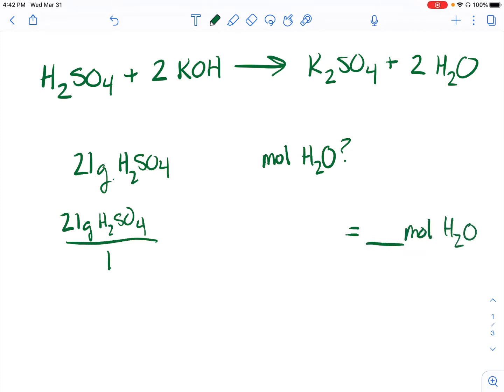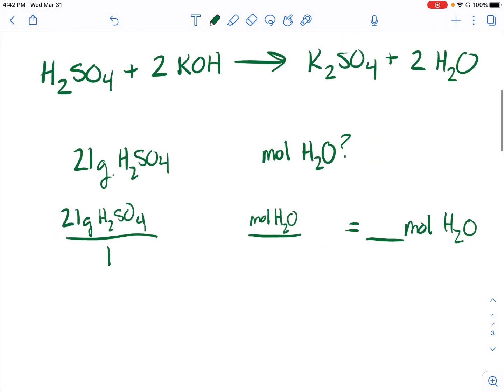Just get in the habit of putting it over 1 equals moles of water. And I know I'm going to need a mole ratio in here. Moles of water, my product or my answer on top, my given on the bottom. I'm going to go ahead and pluck it out of the equation, so it's 2 to 1. And notice that this actually is the answer I'm looking for.